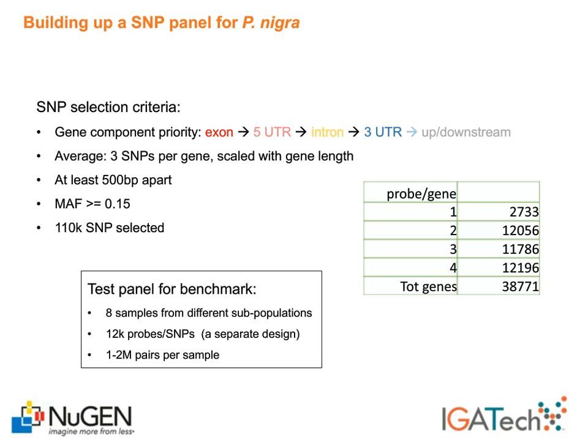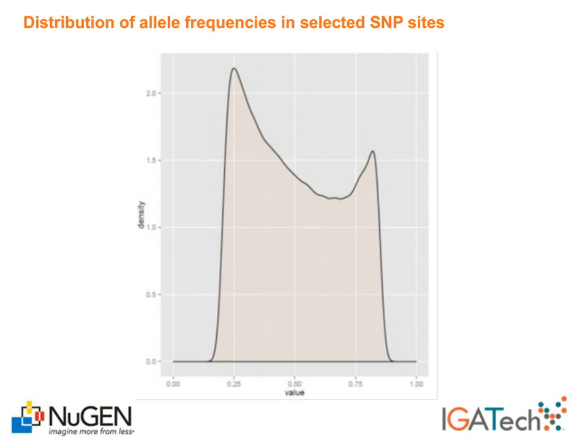We started by synthesizing a first test panel of 12,000 probes, which was assayed on 8 samples, producing some 1 to 2 million pairs per sample. This plot shows the distribution of allele frequencies as we selected from the low-pass sequencing data that we had in our hands. So just keep in mind this profile.